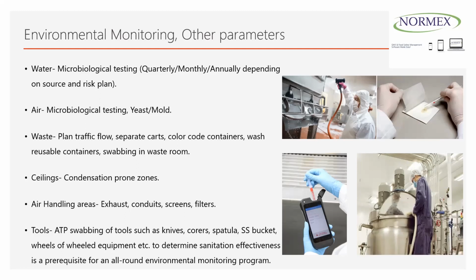Other tools that are important are ATP swabbing of tools such as knives, scorers, spatulas, stainless steel buckets, and the wheels of wheeled equipment. Sometimes the wheels or the underneath of the equipment are areas that get overlooked.